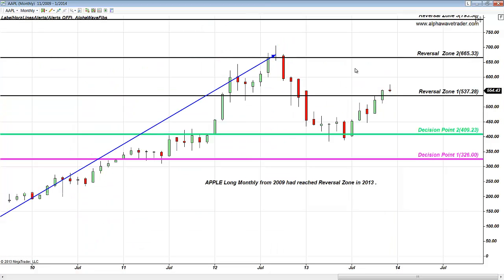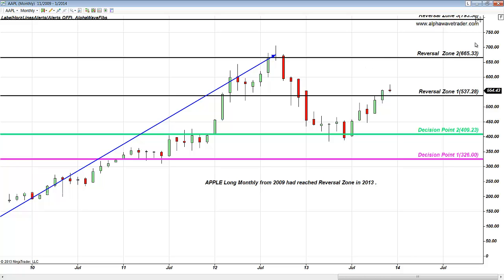Here's an example, Apple long monthly. These levels had been drawn since 2009. What has happened to Apple when the reversal zone had been reached? Apple staged the reversal. So if you're position trading Apple, or trading Apple with options or any other way, that's where you monitor for very powerful reversal opportunities. Never ever trend opportunities. It's that simple.